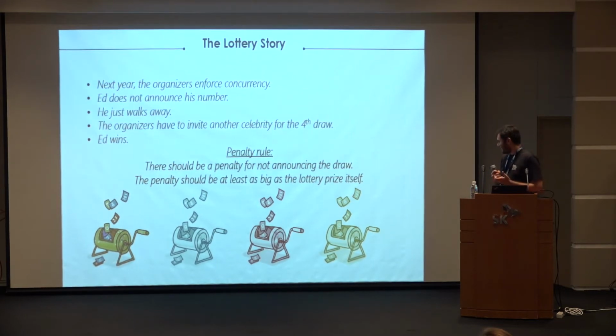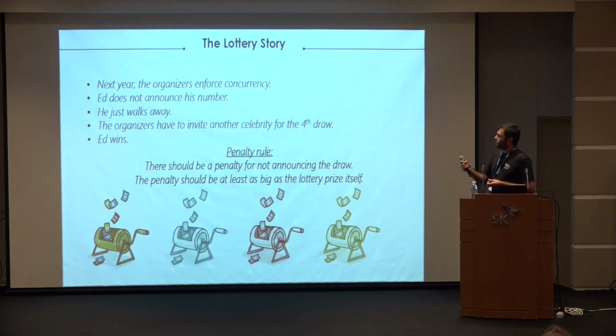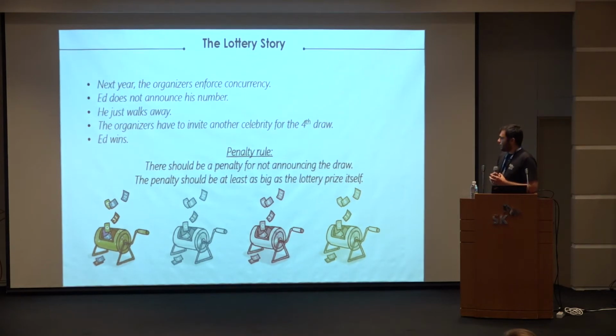And here again we have this concept that people should be forced to announce what they have drawn. So there should be a penalty for this kind of behavior, for not announcing the random number. And this penalty should be at least as big as the lottery prize itself. Otherwise, Ed would always just walk away.